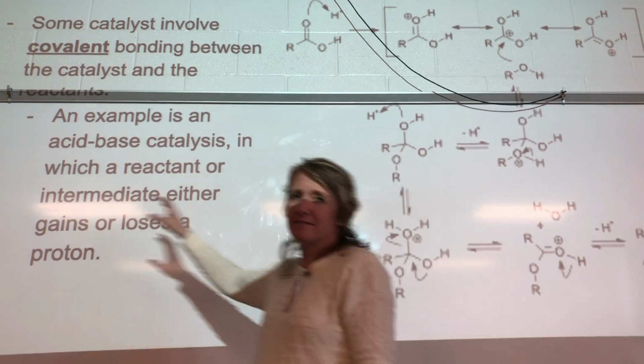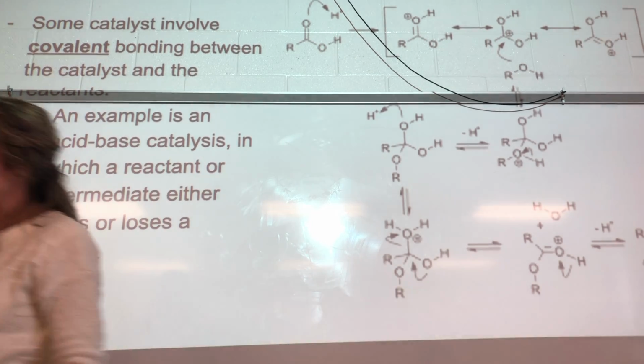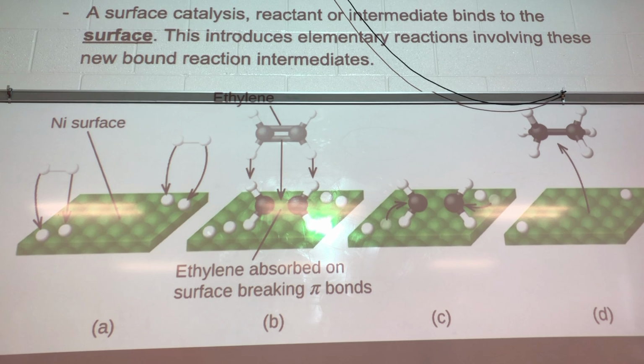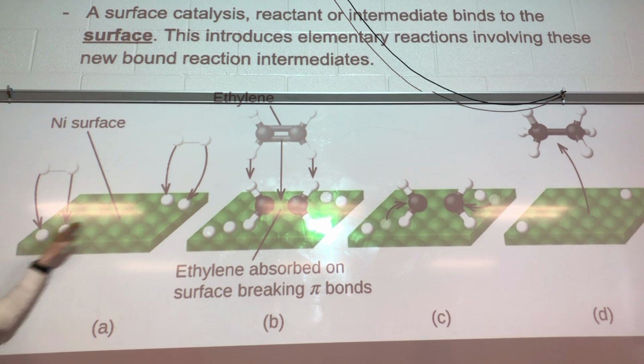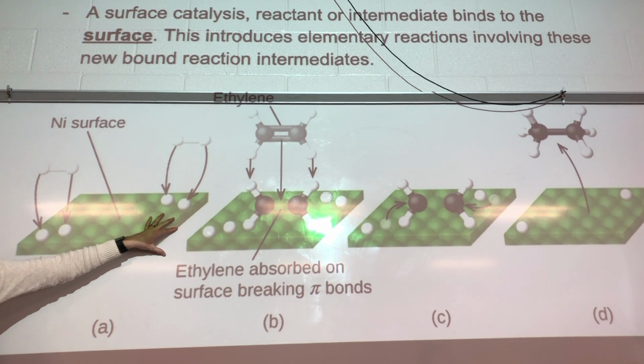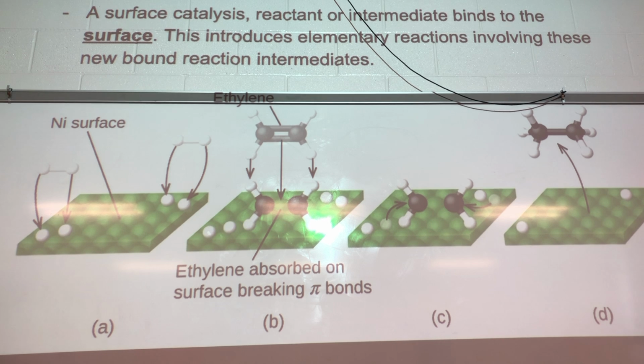Okay, but that's another type of homogeneous catalyst. An example of a heterogeneous catalyst is a surface catalyst. A surface catalyst is where you literally have a surface. In this case, it's a nickel plate, so it's a piece of metal. In this reaction, the reactant binds to the surface, helping the reaction to happen, and then they come back off in the end.